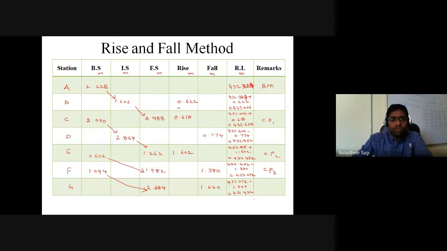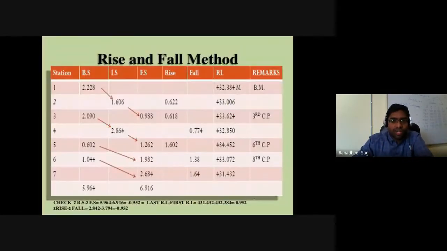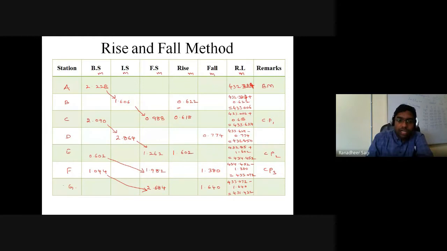Okay. So we can also compare with the table data that I have with me. If I compare, I hope what I have done is correct, because I have got the last RL value to be correct, 431.432. In the last class, while discussing, we said we can have some arithmetic checks by which you can understand whether your calculated values are correct or wrong. So what is that arithmetic check we talked about in the case of your height of instrument method? We said summation of backsides minus summation of foresights should be equal to last RL minus first RL.